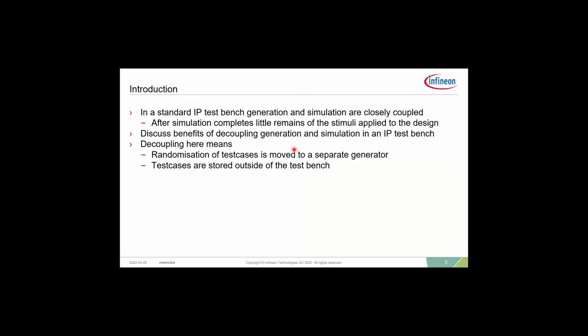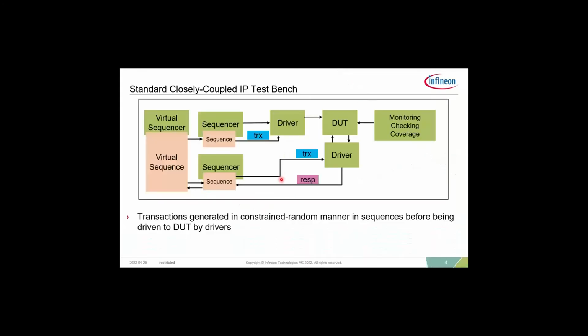I'll discuss the benefits of taking a decoupled approach. Just to be clear, by decoupling here, what I mean is that the randomization of the test case is moved to a separate generator, and that the test cases are stored outside of the test bench. So I don't mean that the test bench is cleaved in two, but the randomization is separated and the test cases are stored. First of all, I'll go into a bit more detail about what decoupling means.